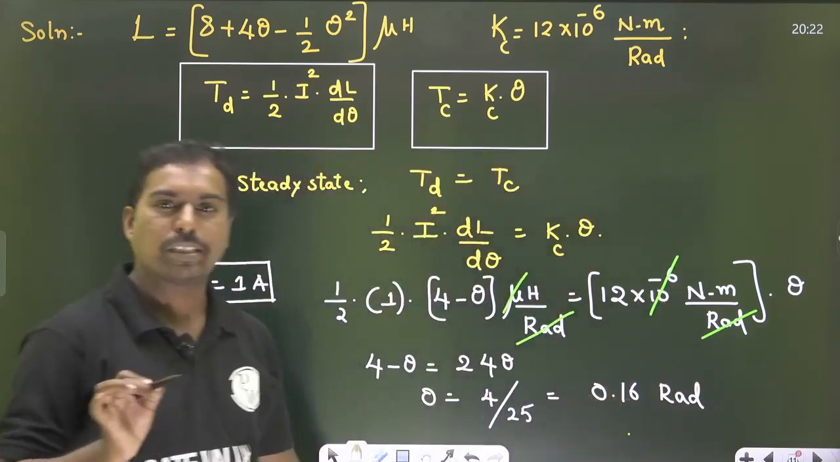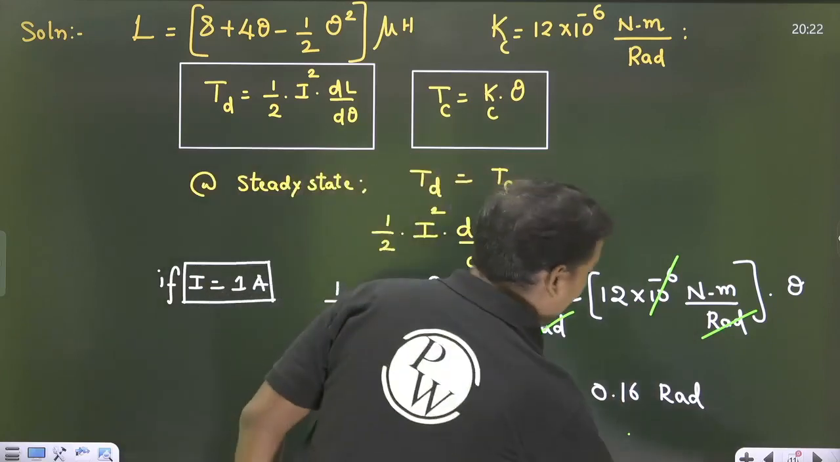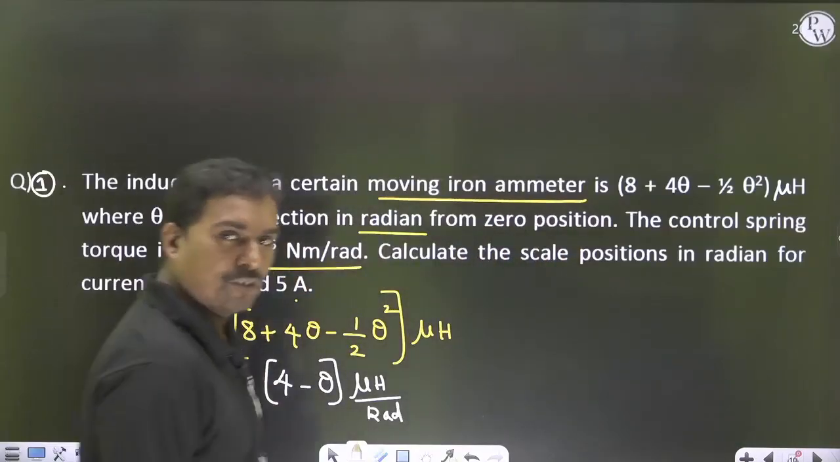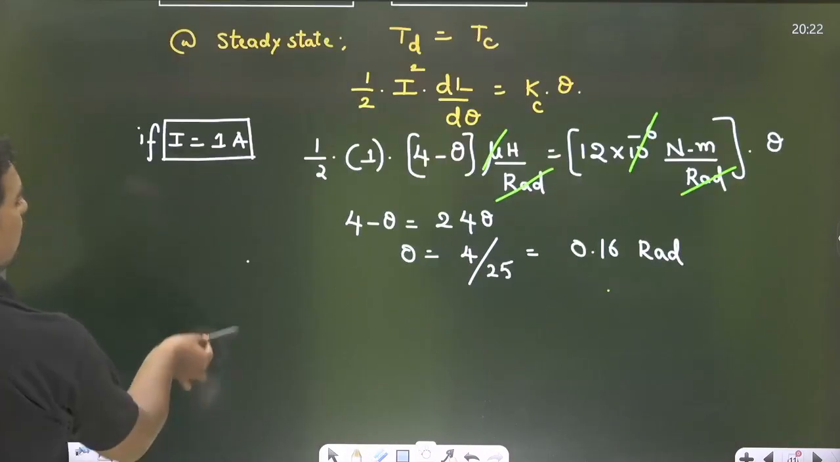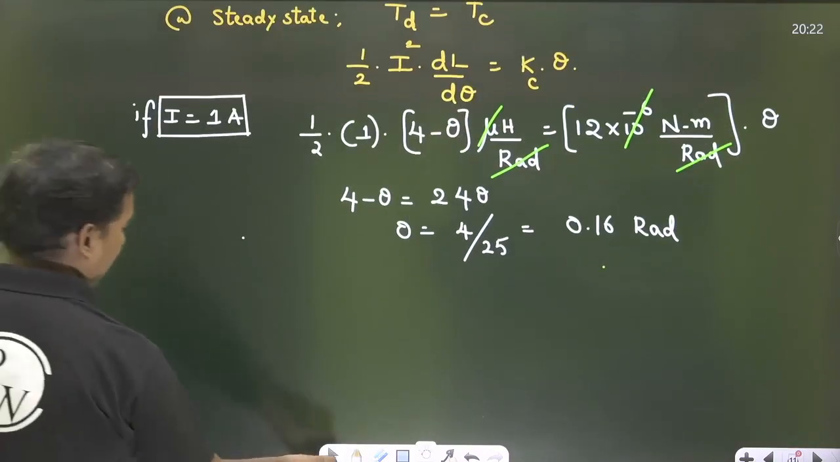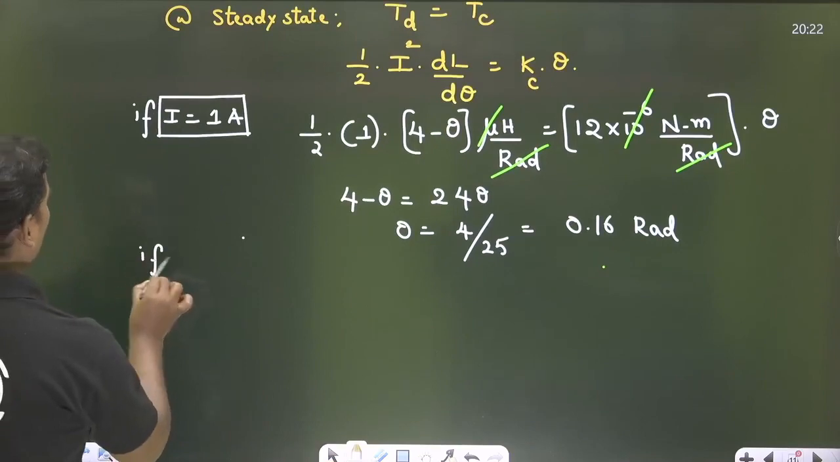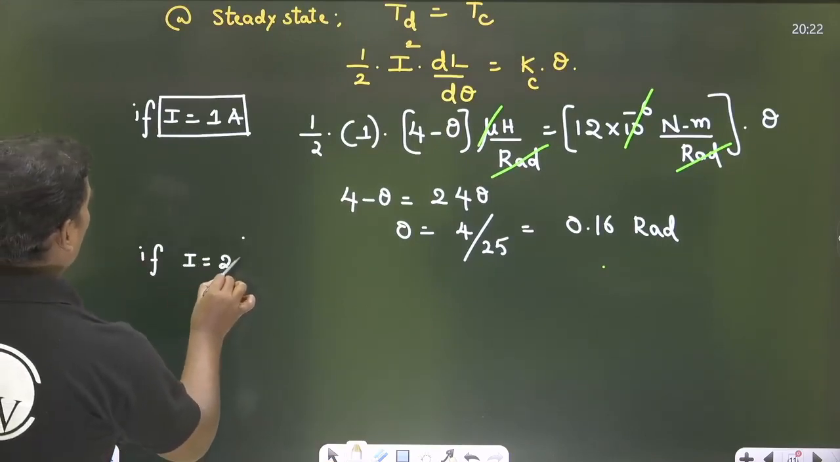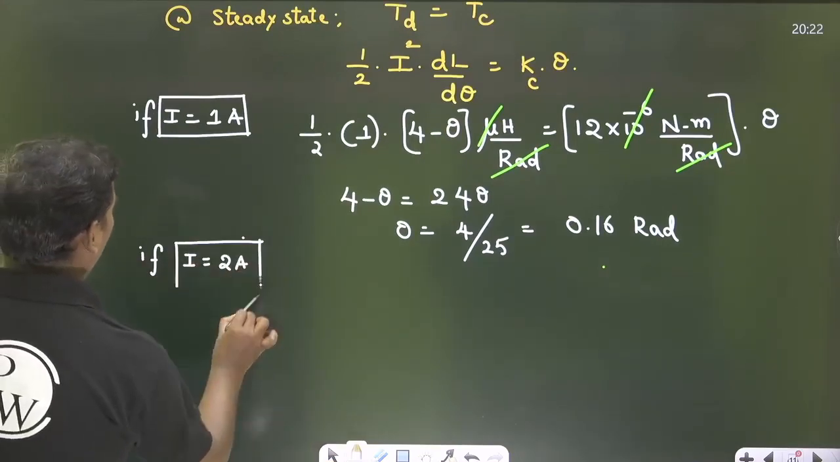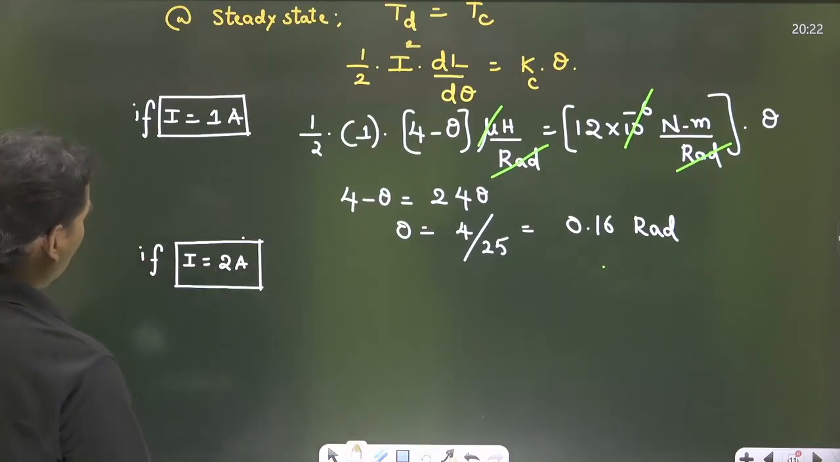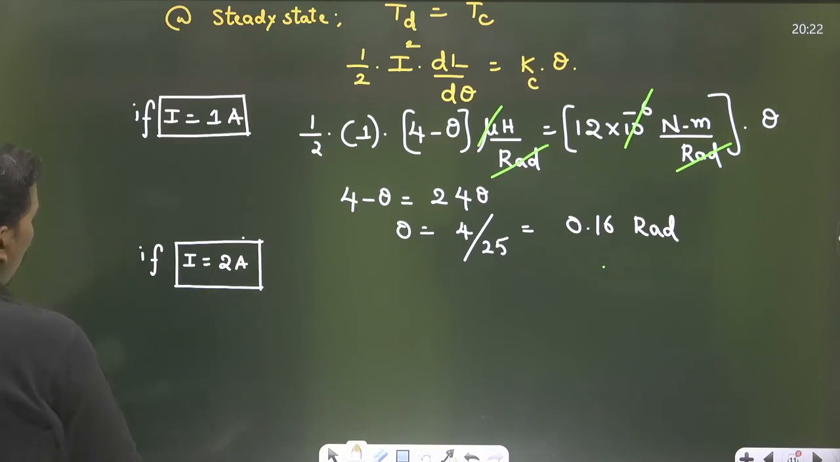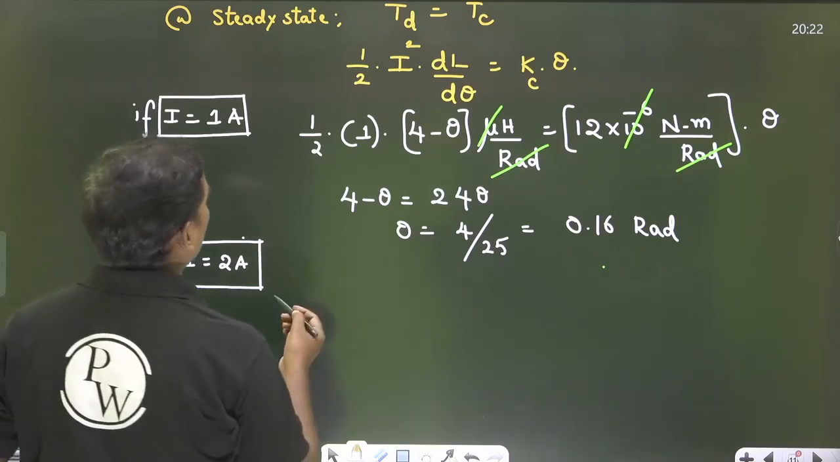Okay, 0.16 radian. Similarly, we can calculate for currents of 2 amperes, 3 amperes, and 5 amperes. So let us move to the current of 2 amperes. If I is equal to 2 amperes, then what happens?